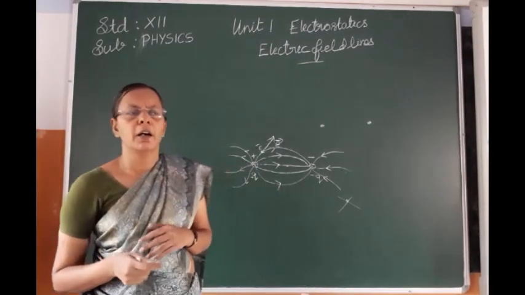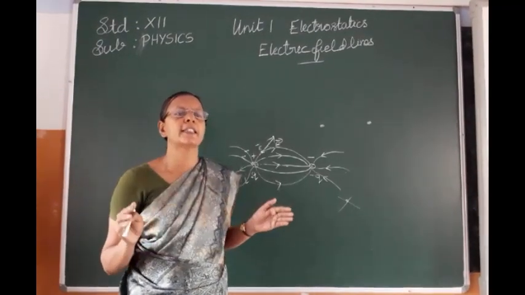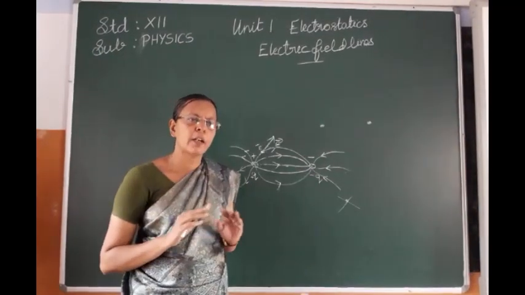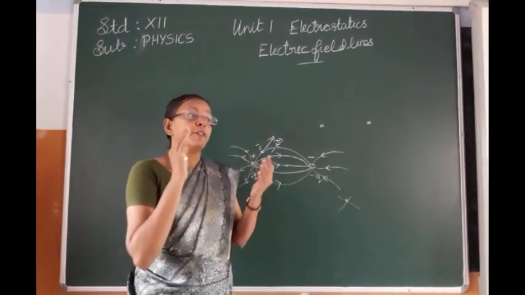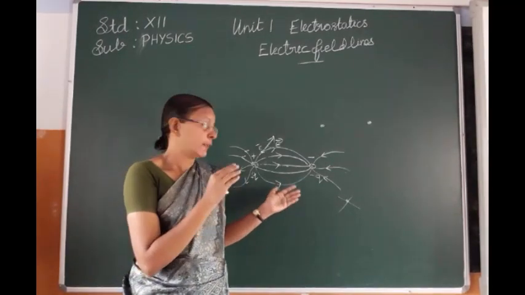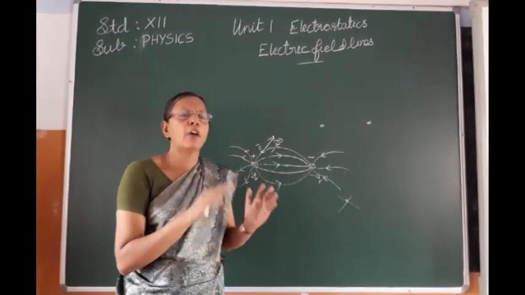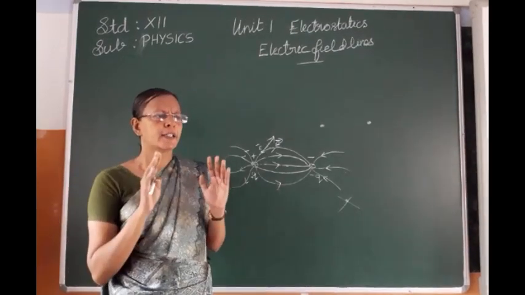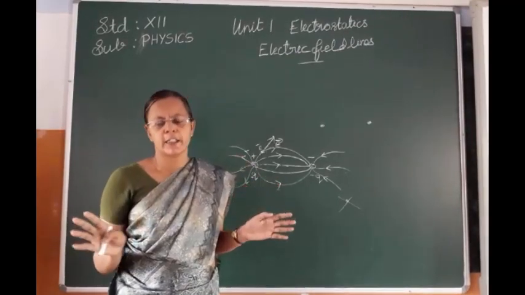The next point says no two electric field lines intersect each other. If they were intersecting, the directions would be different. At the intersecting point, if we keep one point charge, what will happen? The point charge would have to move in different directions. It is physically impossible. Hence, no two electric field lines intersect each other.